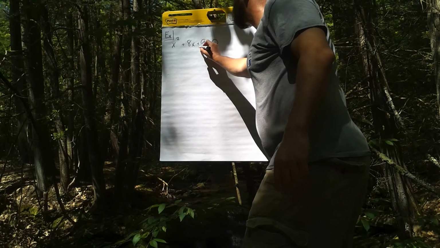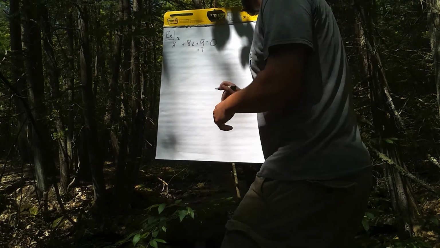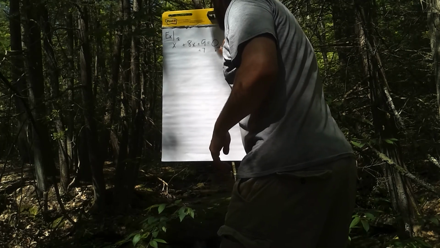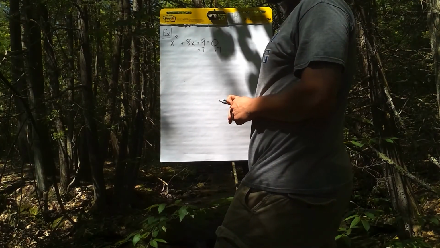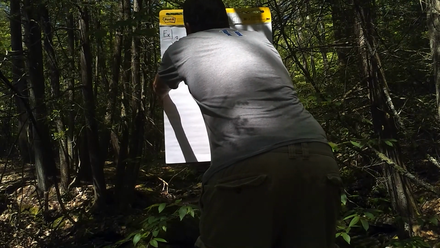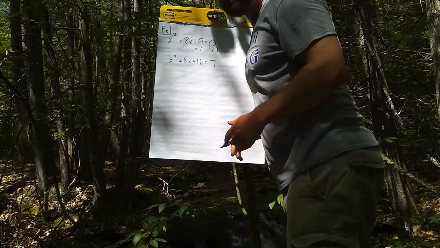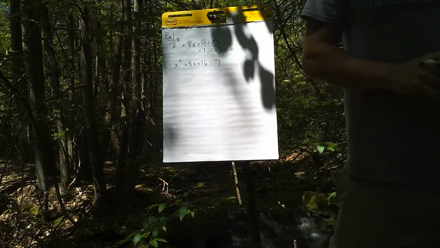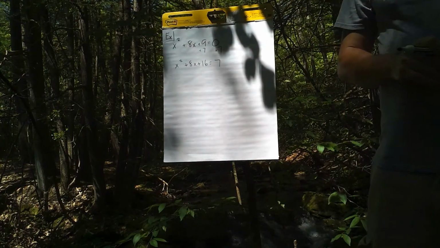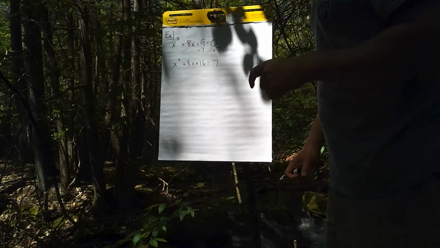I need to add 7. Of course, what you do to one side, you have to do to the other. So I'm going to add 7 to both sides. So now I have x squared plus 8x plus 16 equals 7. That is, in fact, a perfect square trinomial on the left. Now, next step, I'm going to factor this puppy.